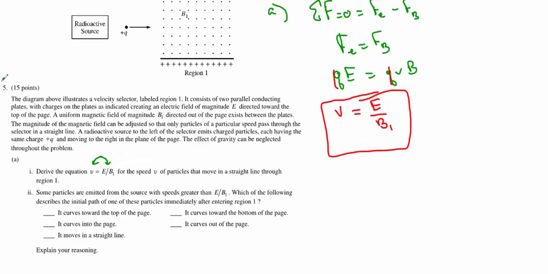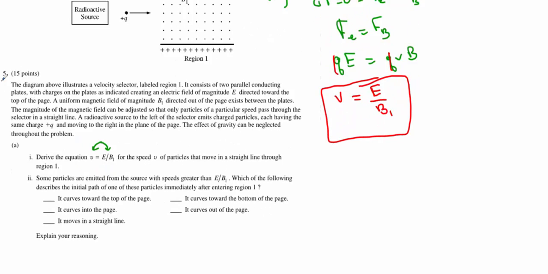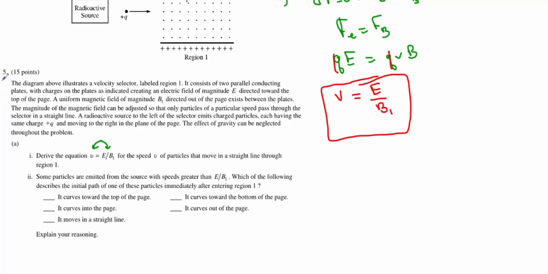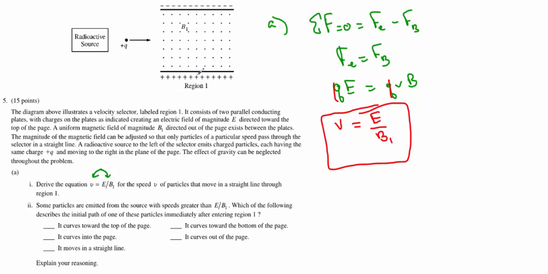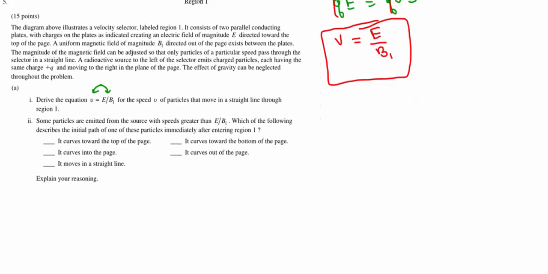Part B: some of the particles are emitted from the source with speeds greater than this ratio, and we must describe the initial path of these particles immediately after entering the region. Well, if the speed is larger, it's going to affect one of the forces, but not both. The electric force will not be affected. It is only determined from the value of the electric field and the value of the charge itself, which is not changing. However, the magnetic force does depend on the speed of the particle. So if the speed goes up, the magnetic force goes up. And remember, that magnetic force was down. So we're now going to notice a net force downward.